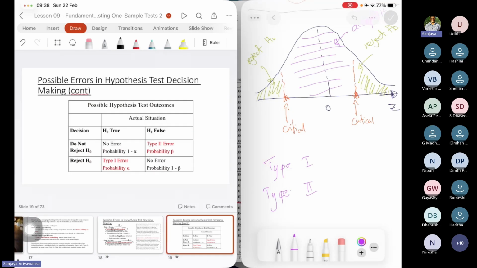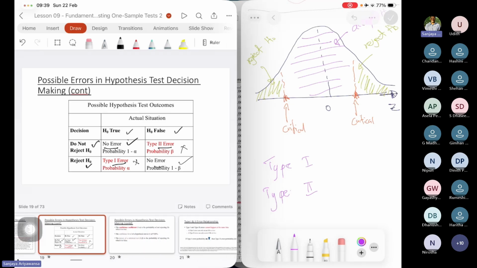So on a tabular format, you have the decision of either you do not reject H naught or you reject H naught. On the other side, you have H naught is true, H naught is false. So if H naught is true and you don't reject H naught, there is no error, all good. But if H naught is false and you still don't reject H naught, that's called a type 2 error, because it's false and you're not rejecting it. If H naught is true and you reject the H naught, that is a type 1 error. If H naught is false and you reject it, no error at all. That's fine. Right? So these are the two types of errors.